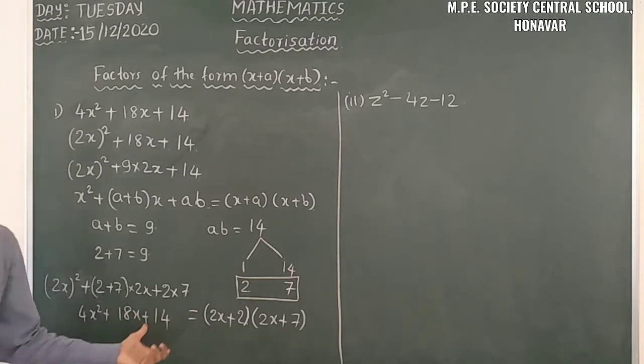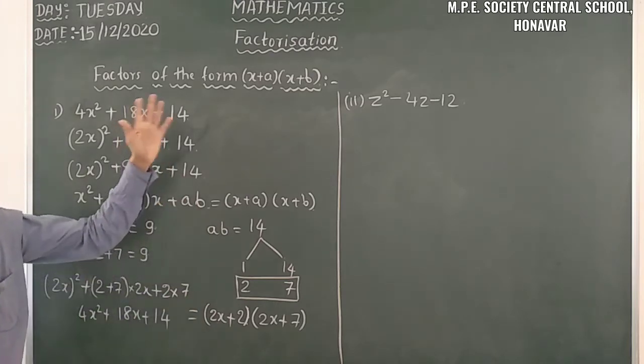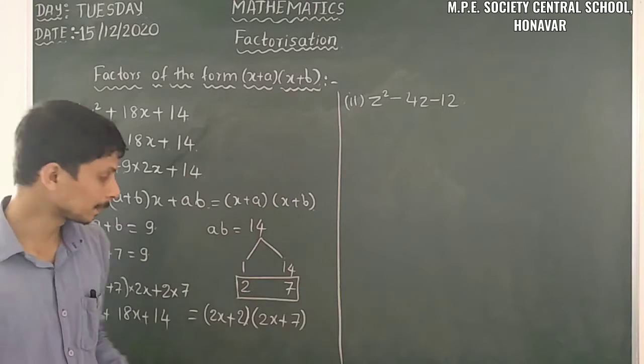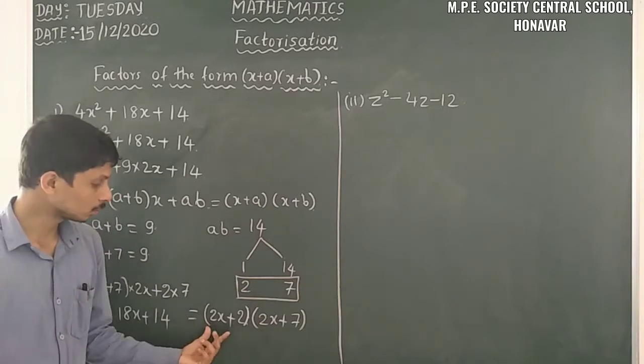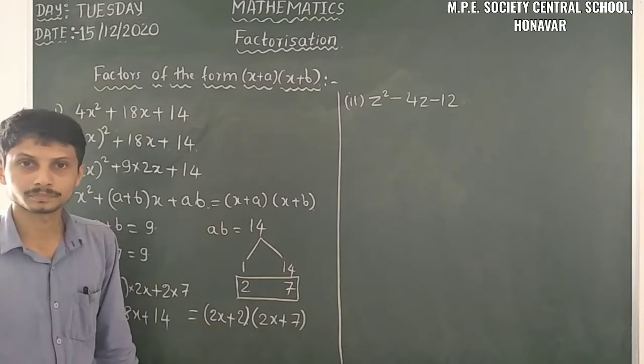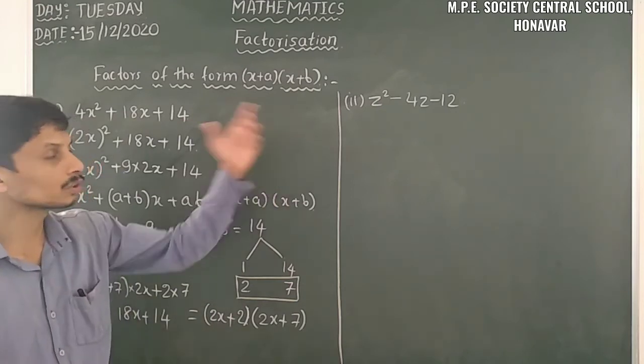So this, after factorization using this identity, (x + a)(x + b) is equal to x^2 + (a + b)x + ab. So finally we can get (2x + 2)(2x + 7). This is the answer. Yes. So let us move on to the next part.